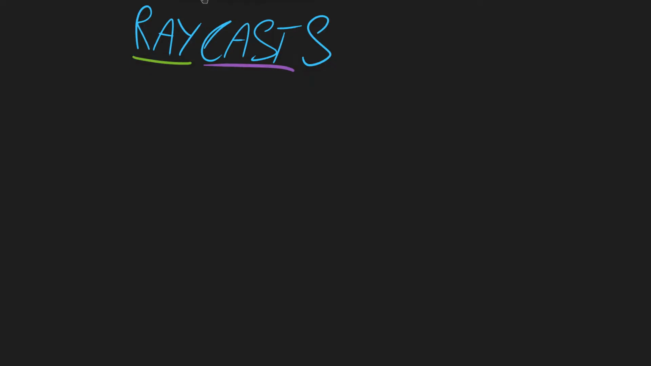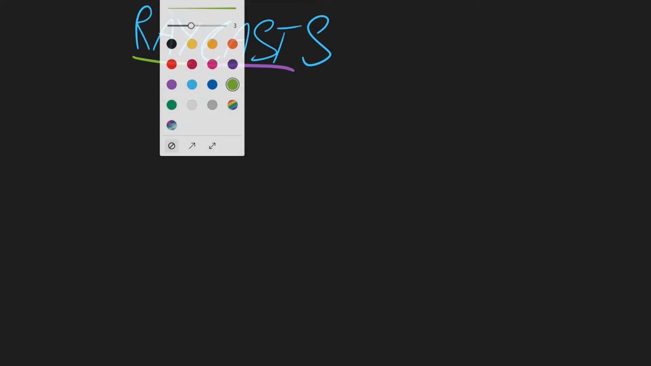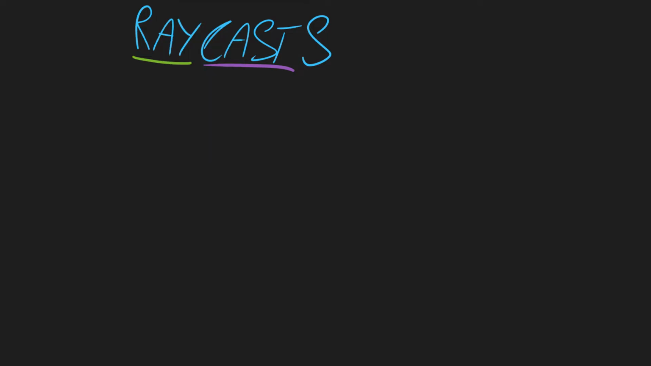I've already highlighted the word ray in green and cast in purple. Green is a specific color because collisions are green in Unity. I always imagine them green because their components are green. And then the cast is just purple because, yeah, I decided so. So the raycast is built out of these 2 components, and they're used to get information from the world.